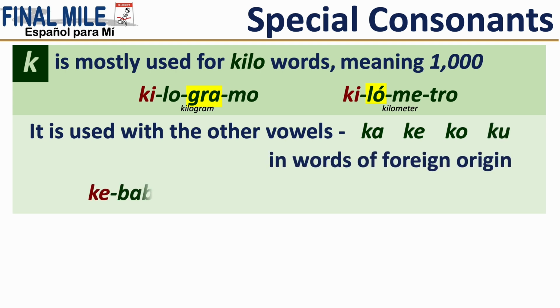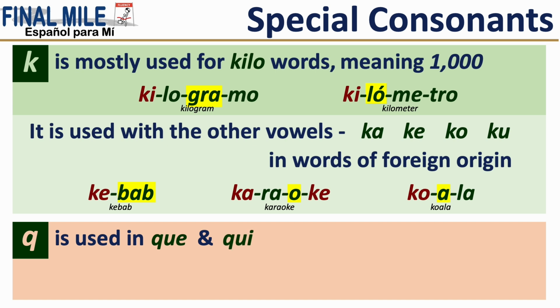It's used with the other vowels in words of foreign origin. How do you think we say this? Okay, in English we shorten that E. In Spanish we should not. So we have kebab, karaoke. Okay, notice how in English the two A's have different sounds. Karaoke. Okay, but Spanish, karaoke. Koala.